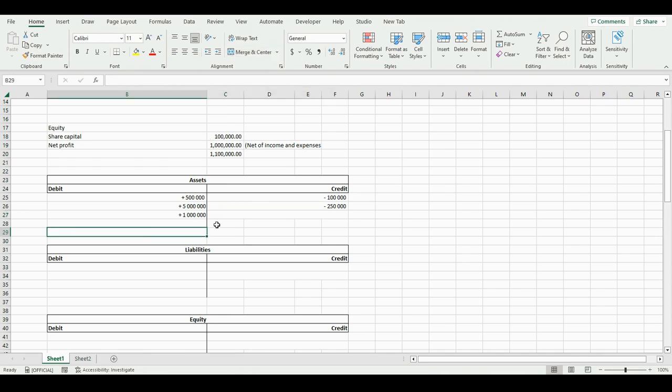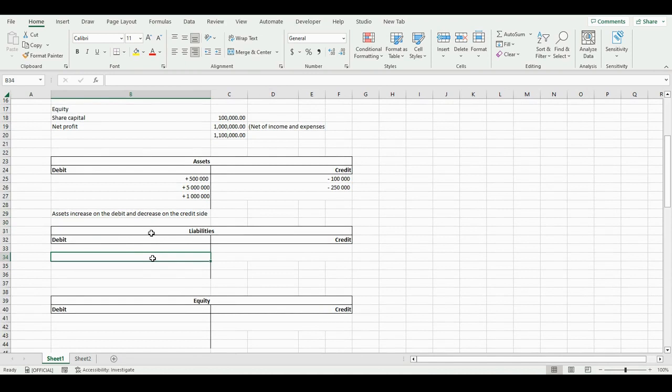Know this rule. I'm gonna write this here. Assets increase on the debit side and decrease on the credit side. Remember this rule.